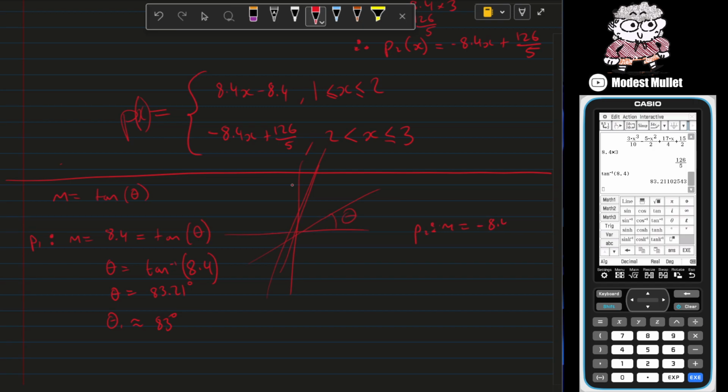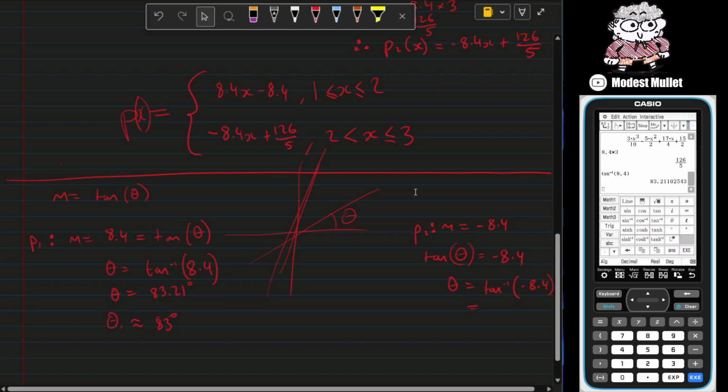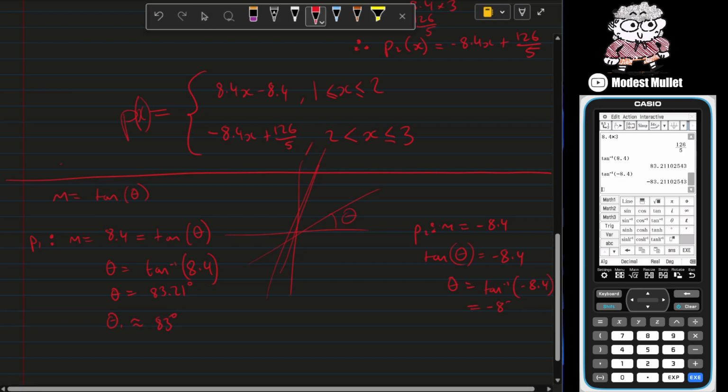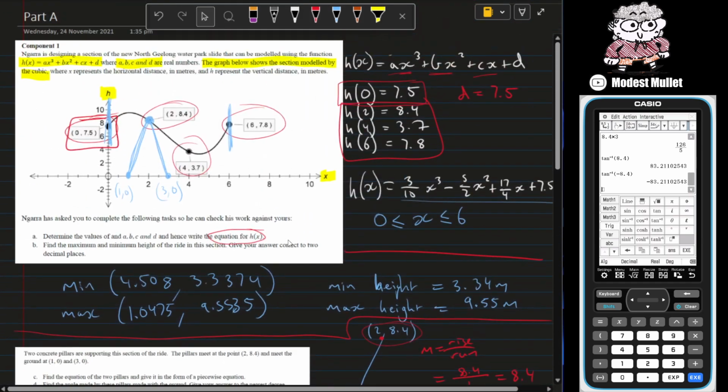equal to negative 8.4, so tan theta is equal to negative 8.4. Theta is equal to inverse tan of negative 8.4. So inverse tan negative 8.4, negative 83 degrees, which makes sense. So negative 83.21. It's the same angle. Now, we want to state what angle it makes with the ground. So there, yeah, that matches.